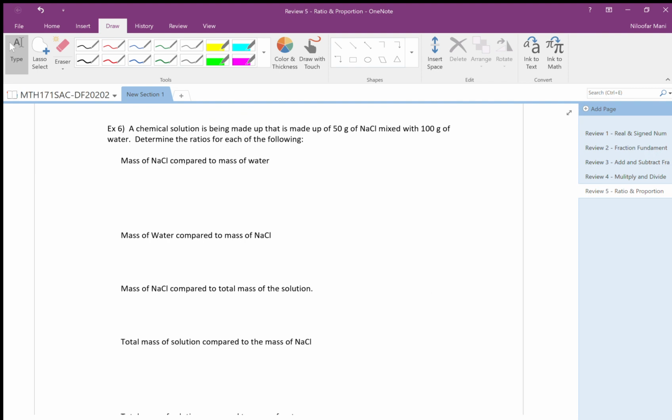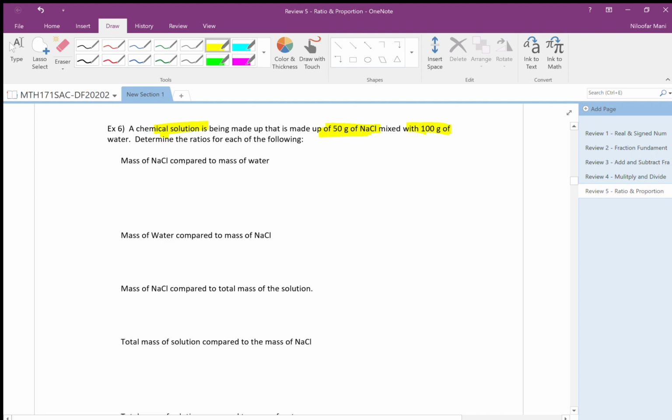Okay, a chemical solution is being made up. That's made up like 50 gram NaCl mixed with 100 gram of water. So I'm just adding. Whenever I see solution in chemistry, it means I am adding several things and I call it solution. So again, I don't need to know everything about chemistry. You know much more than me. So I just say, okay, 50 gram of this is just added to 100 gram of water.